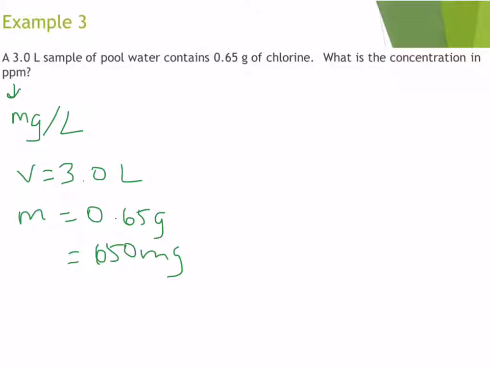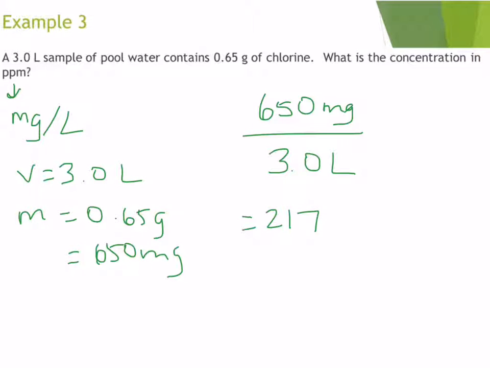So parts per million is always your milligrams divided by your volume in liters. And so we get 217. We don't put milligrams per liter, we put parts per million. So that is our answer, 217 parts per million.